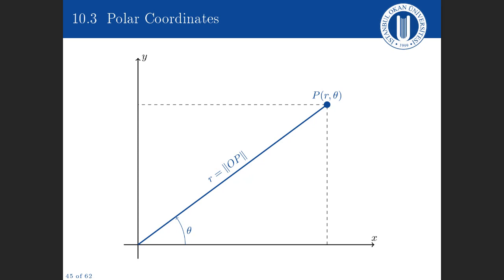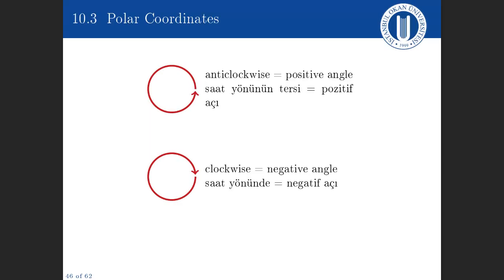R is the distance from the point P to the origin, and theta is the angle between the x-axis and the ray from the origin to P. Now, when we measure this angle, we need a convention. And the convention is that if we're measuring an angle anti-clockwise, then we say we have a positive angle. If we measure an angle in the clockwise direction, then we say that we have a negative angle.